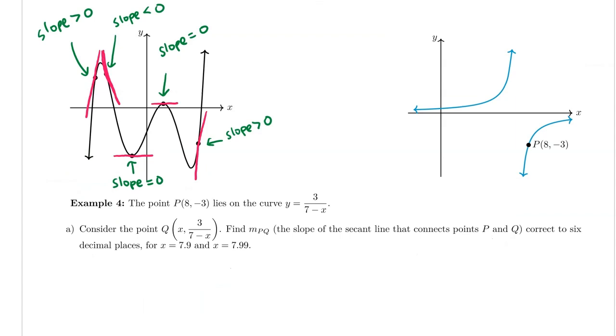Example 4 says, the point P, which has the coordinates (8, -3), lies on the curve y equals 3 over 7 minus x. And if you look here, this is actually that curve. So this is y equals 3 over 7 minus x. It's nice that it's graphed for us.